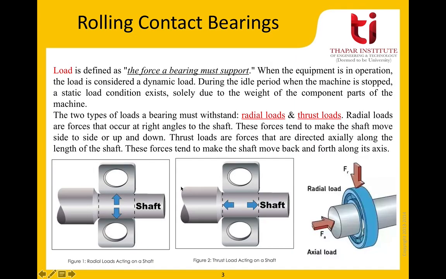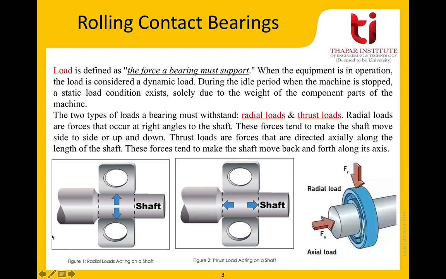Now, we need to understand the concept of loads acting on the bearing, and more precisely, the type of loads which can act on the bearings. So when I say the term load, it is defined as the force a bearing must support. When the equipment is in operation, the load is considered as a dynamic load, and during the idle period, when the machine is stopped, a static load condition exists, solely due to the weight of the component parts of the machine. Now there are two types of load a bearing can withstand: radial loads and thrust loads.